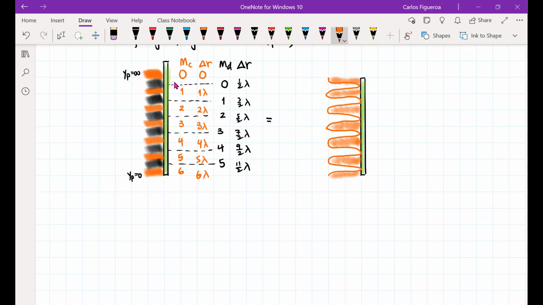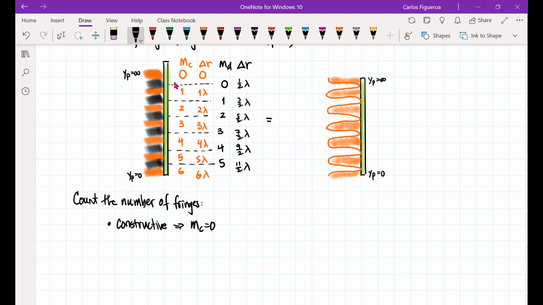And what you're seeing here is that, again, this is yp at infinity. So at yp at infinity, I have a constructive. At yp equal to 0, I have constructive. So now I can count them. So let's count the number of fringes. So in this case, if we talk about constructive, this really tells me that I have MC equal to 0, 1, 2, all the way to 6 here. And that tells me that there are 7 bright fringes.